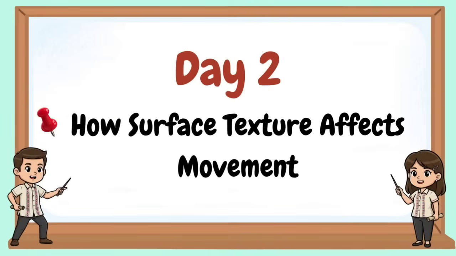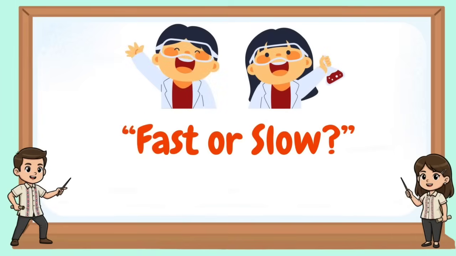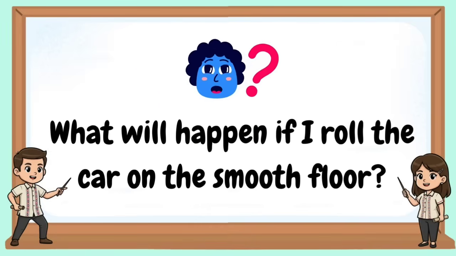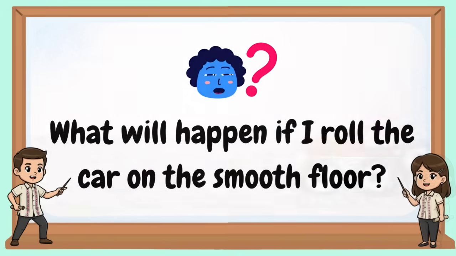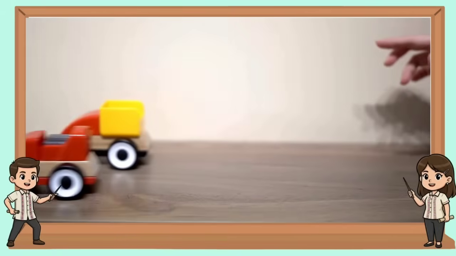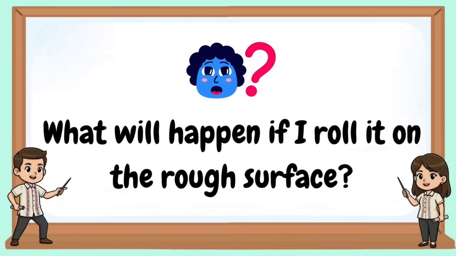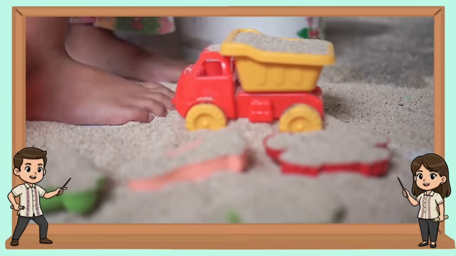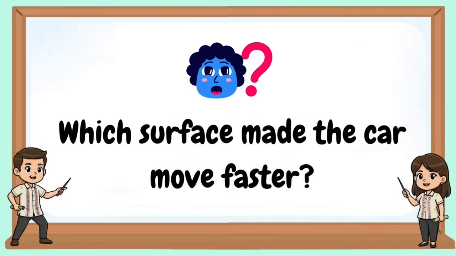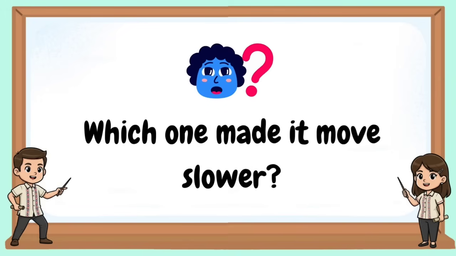Welcome to our day 2. How surface texture affects movement. Fast or slow? What will happen if I roll the car on the smooth floor? What will happen if I roll it on the rough surface? Which surface made the car move faster? Which one made it move slower?